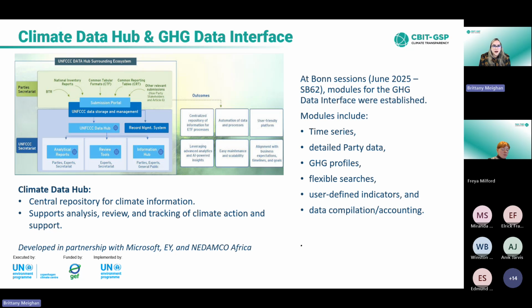And then we have other updates here on this Climate Data Hub and Greenhouse Gas Inventory database interface. Sorry. This is the UNFCCC's data hub ecosystem. And so this climate data hub is the central repository for climate information. It supports analysis, review, and tracking of climate action and support. And at the sessions in June of last year, modules for the GHG data interface were established. And these include modules for time series, detailed party data, greenhouse gas inventory, greenhouse gas profiles, flexible searches, etc.